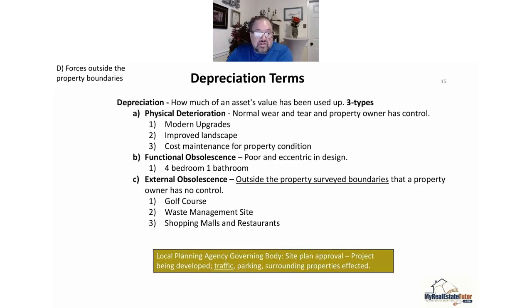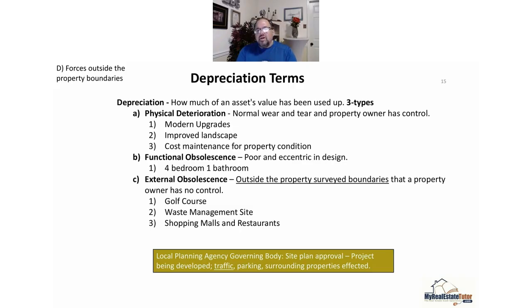So we're talking about forces outside the property, right? So let's look at a couple terms here. Depreciation. This is how much of an asset's value has been used up. So we have 3 types that we see in our content. One's called physical deterioration. The other ones are functional obsolescence and external obsolescence. So physical deterioration is nothing more than wear and tear. Again, the property owner has control over that. So modern upgrades, improving the landscape, is basically cost maintenance. Okay. Every year.